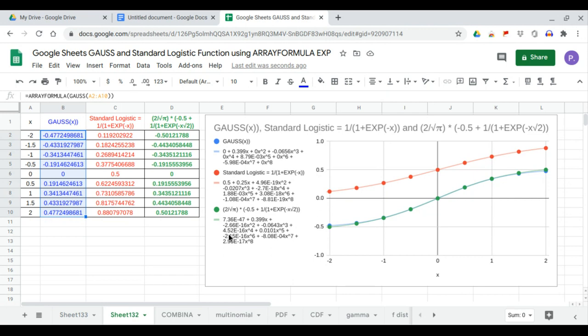This completes the use of array formula and exponent to show the relationship between the Gauss function and the standard logistic function.